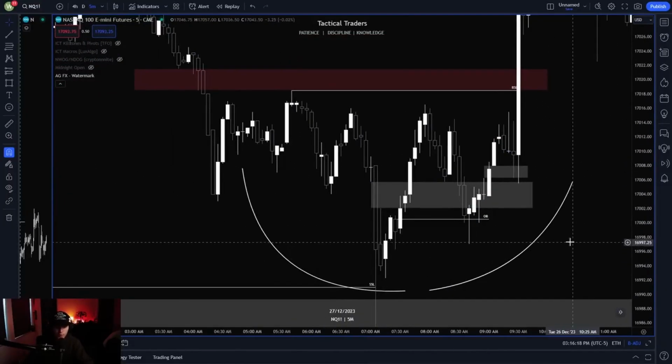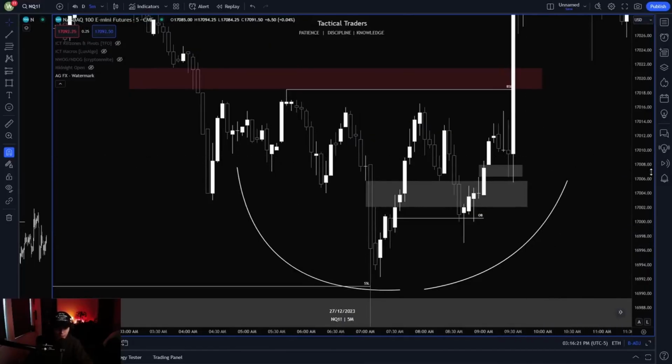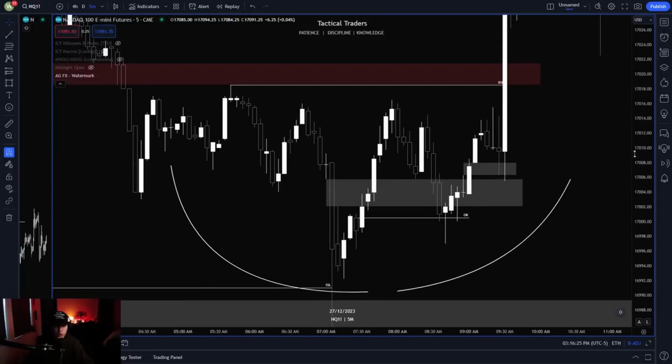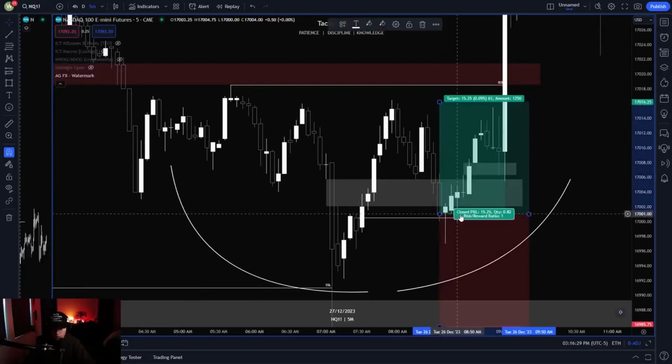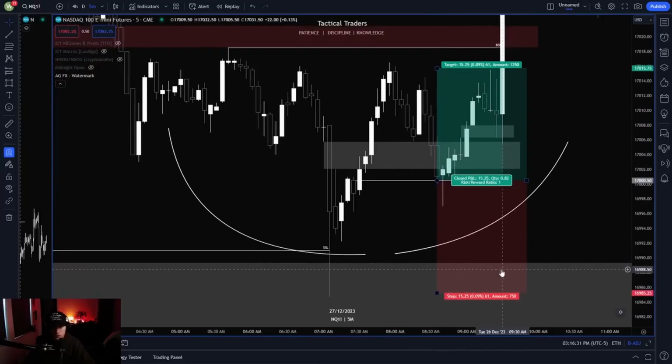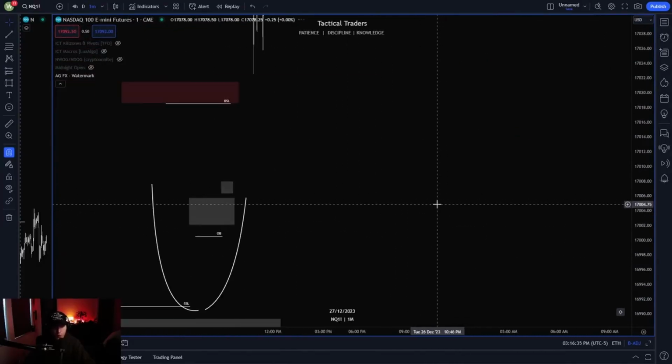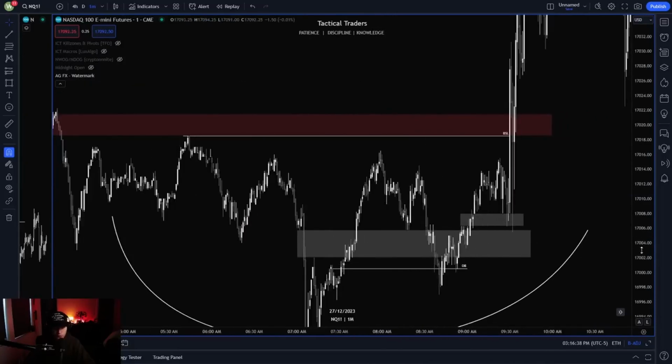What is also a market maker buy and sell model? If I zoom in here, and I'll show you, I took this trade, and right after I explain this, I'll show you the recording. But my first entry at this point in time was right here on this order block. But I ended up adding to this position, and I'll show you why. Zooming into a 1-minute, what does this look like to you?